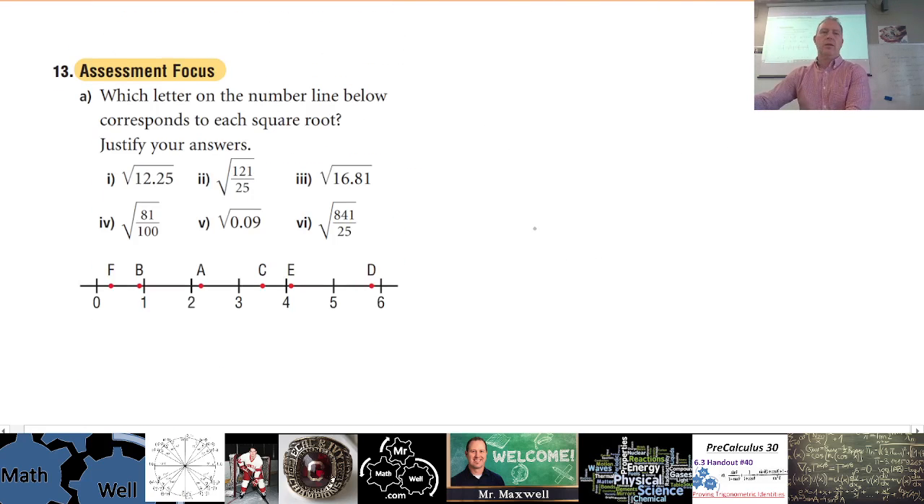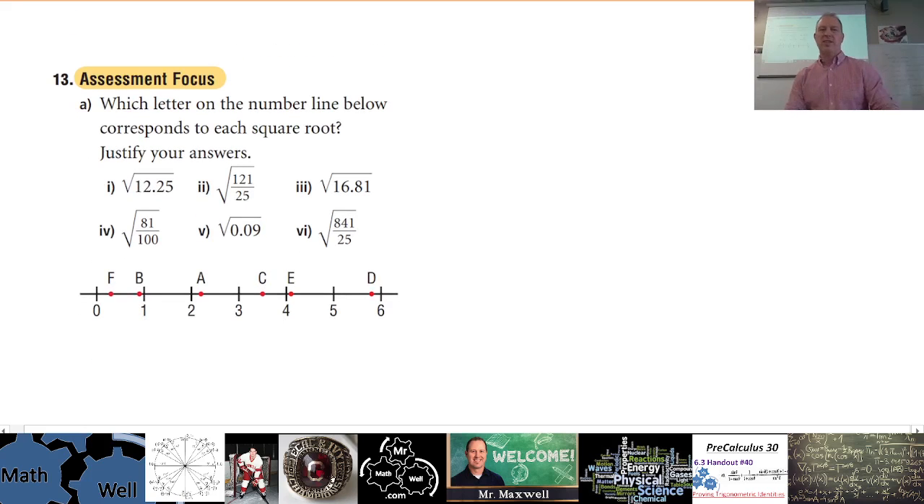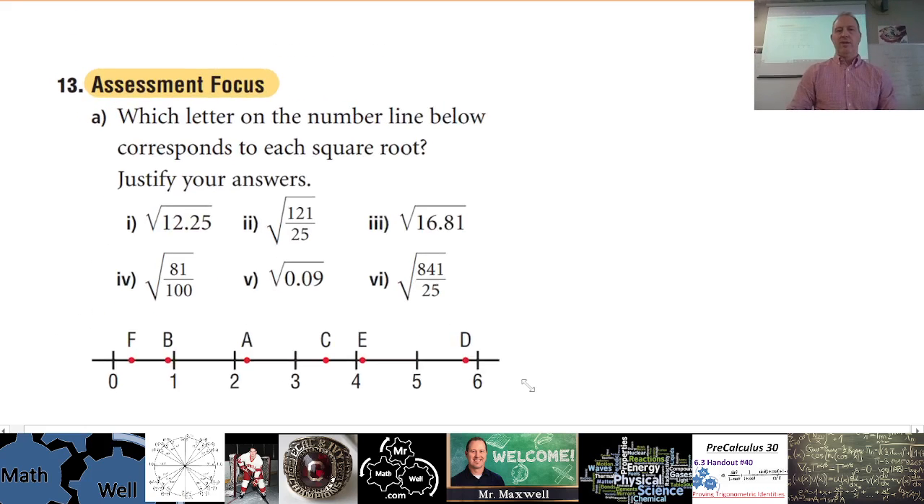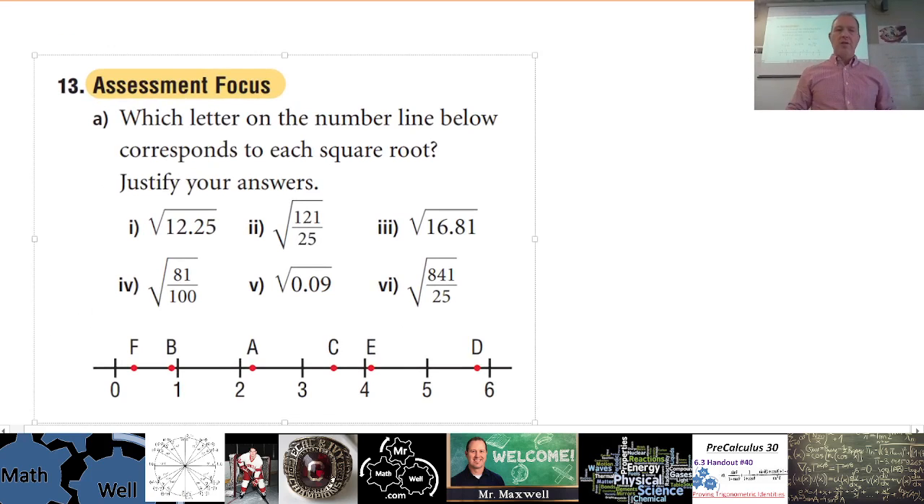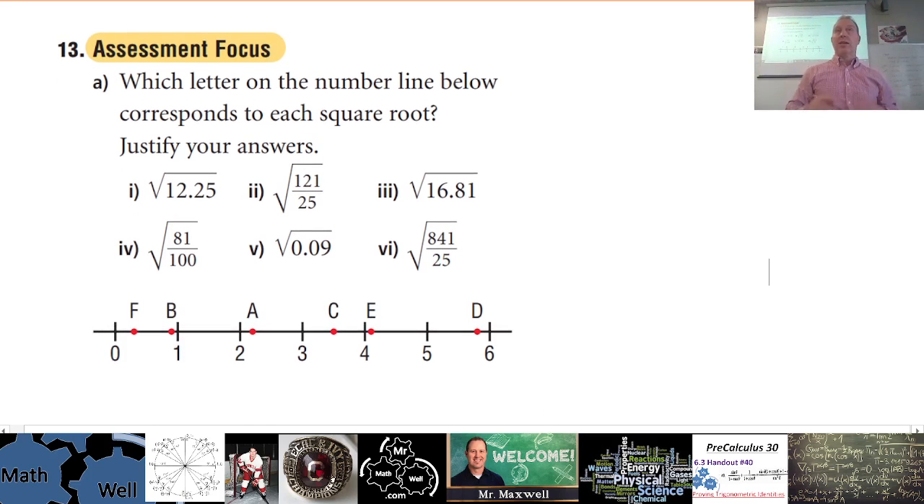Okay. All right, one more, 13. I'll just go over 13 with you. When you see these questions are assessment focused, this kind of covers a little bit of everything. That's what those questions are supposed to be for. If you can do this question, you basically can do everything you're supposed to do in this section.